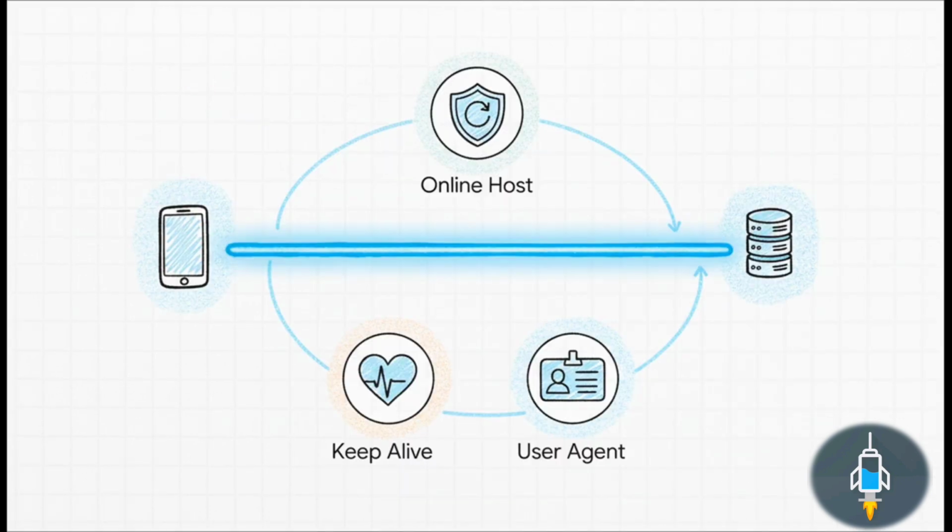And what's so cool here is how these three things work together, like a team. Online host is your first line of defense. If the connection hiccups, it immediately tries to get you back online. Keep alive is the backup plan. It works hard to maintain that connection, even if the server itself is having a bad day. And finally, user agent simply tells the server what kind of device you're using, which completes that digital handshake.